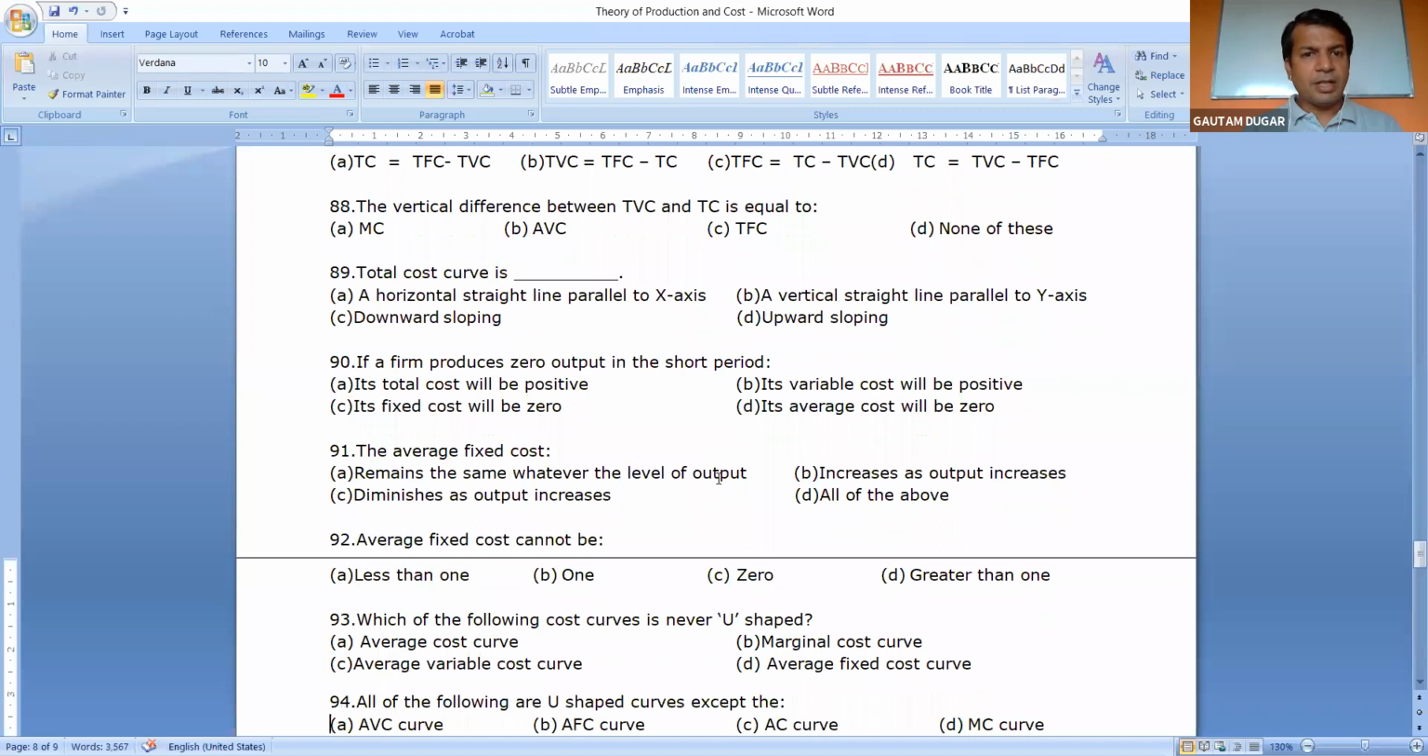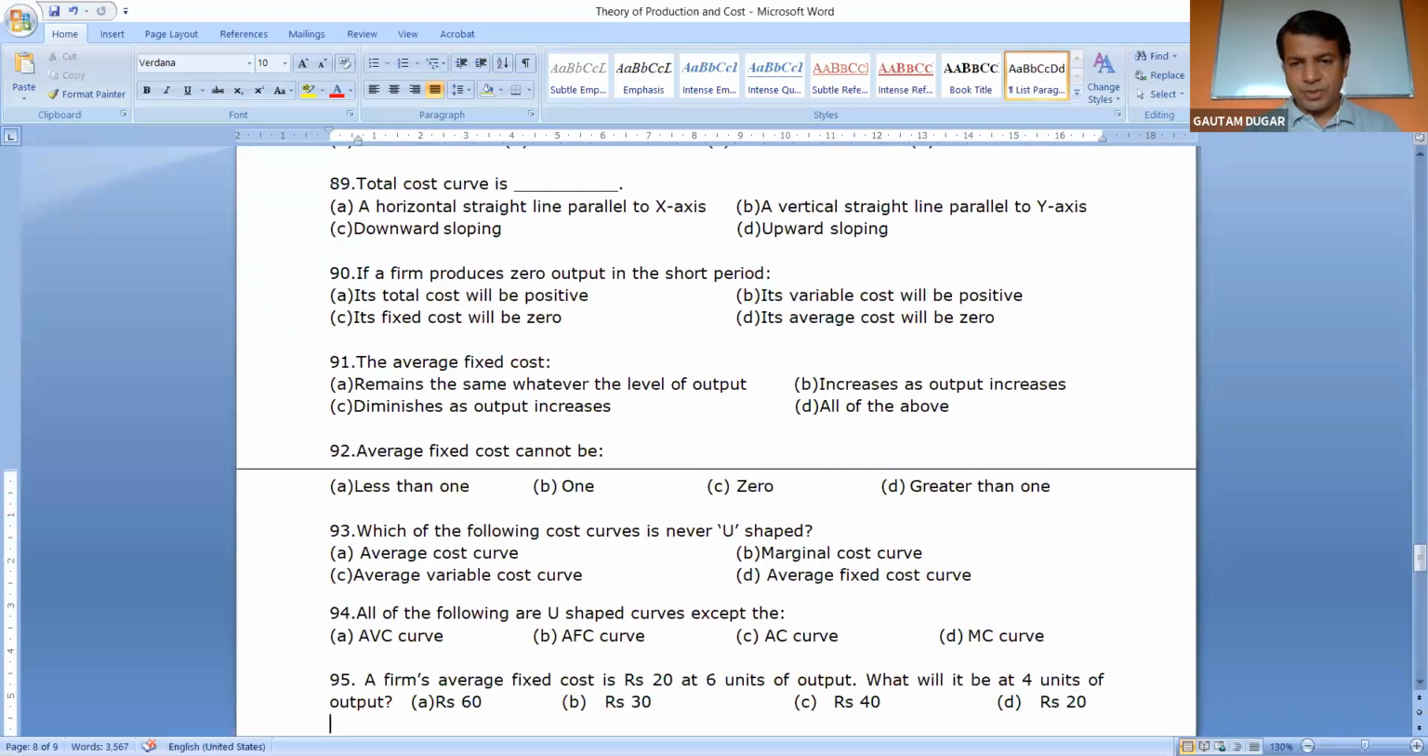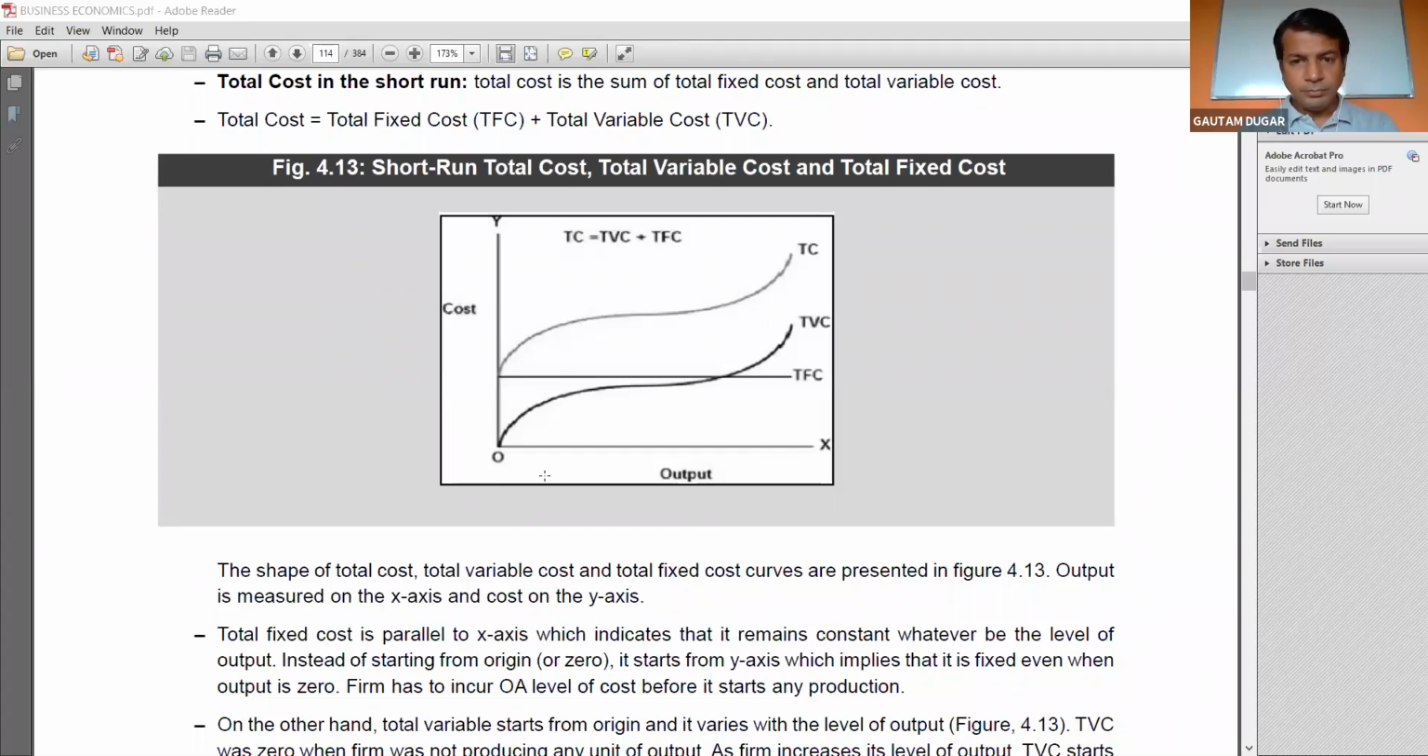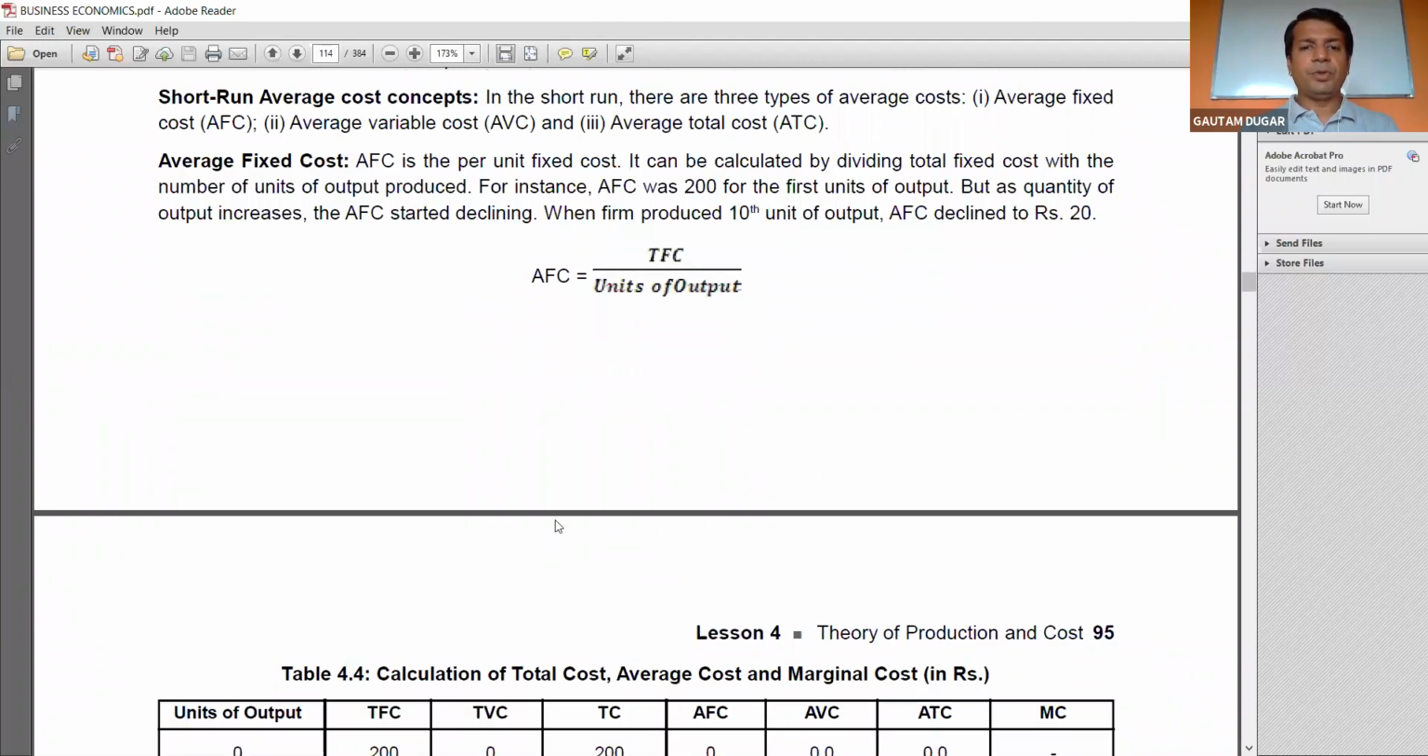Midul Nair. Coming to 91, average fixed cost. Average fixed cost is what? Now let us discuss this first, then we'll move on. Average fixed cost is total fixed cost divided by quantity. Let us try to come down to this portion very quickly for the study material. Before you on the screen, total fixed cost divided by units of output. That is average fixed cost.